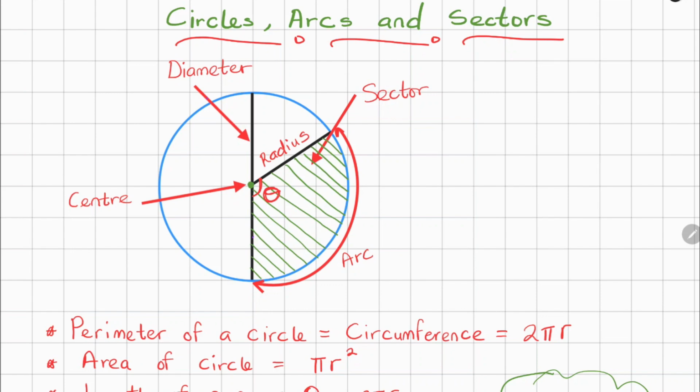Now here we have a circle and some of its parts have been labeled. Now the very first one I want to talk about is the center of the circle. This dot here, the green dot here, is representing the center of this circle. And from the center of the circle, we have lines coming up.